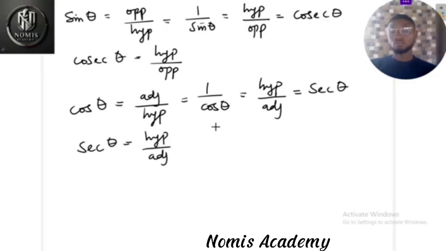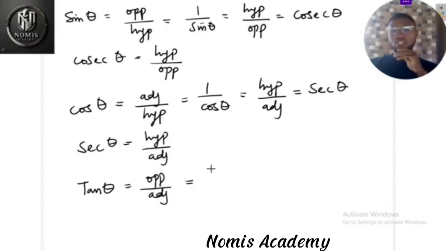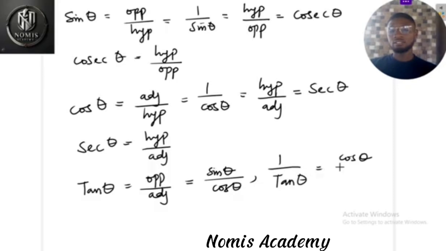So the last one is tan theta. Tan theta is equal to opposite all over adjacent. So what do we now say is the inverse of tan theta? Remember that tan theta is equal to sine theta all over cos theta. So if I now talk about the inverse, that is 1 all over tan theta, the cos theta comes up and the sine theta comes down.